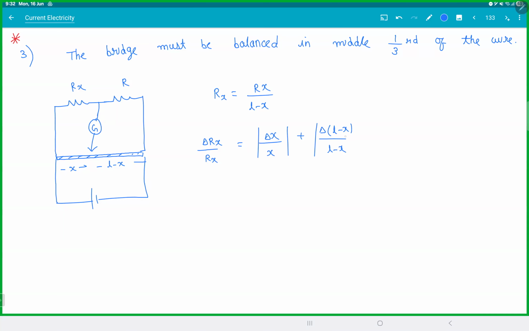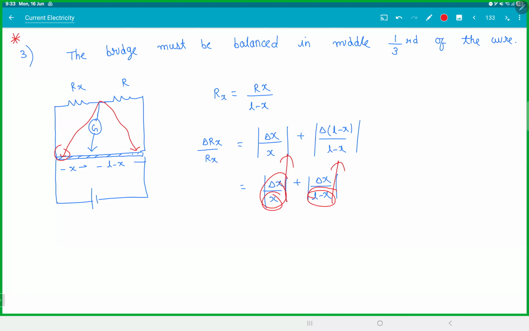will be delta X by X plus delta L minus X by L minus X. Errors are always additive. This turns out to be delta X by X plus delta X by L minus X. Now look at the problem here. If you balance the wire pretty close to zero, let's say 1 centimeter, 2 centimeter, then X becomes very small. Then this error becomes high. If you balance it pretty close to 100, 97, 98, then L minus X becomes very small. This will become pretty high. You're getting the problem?